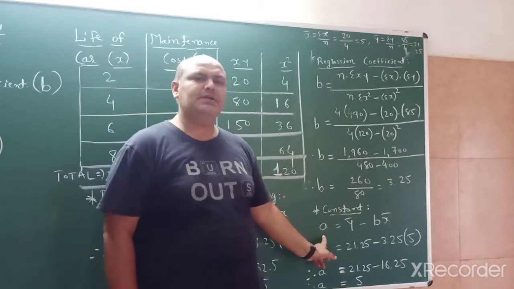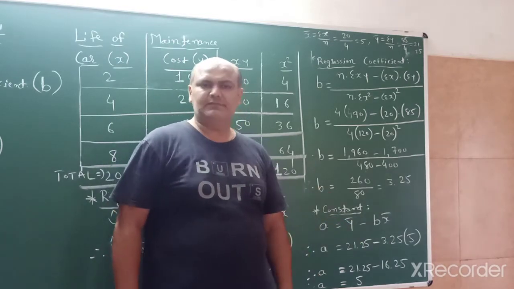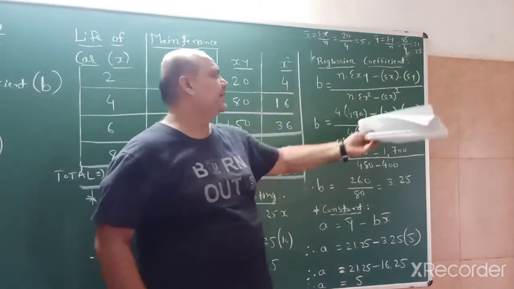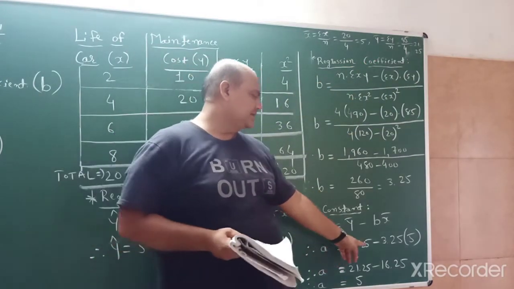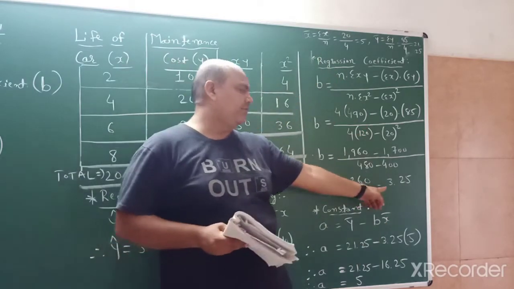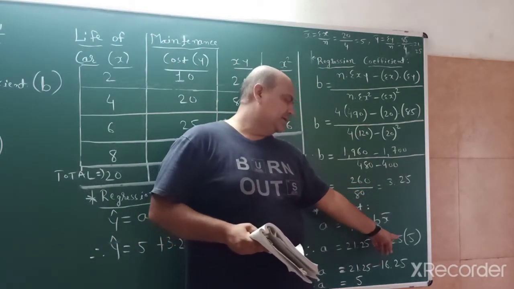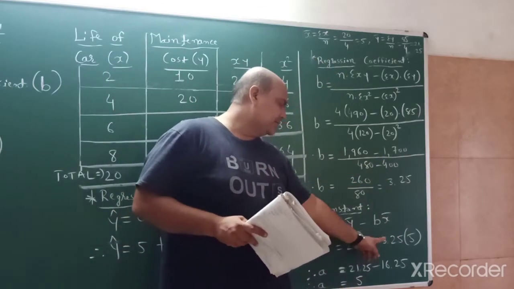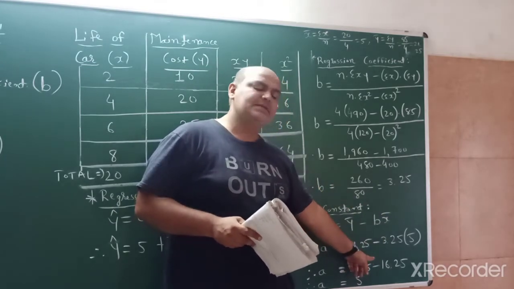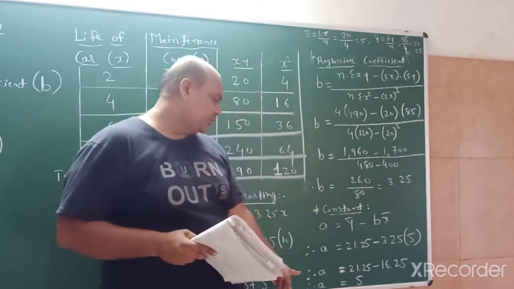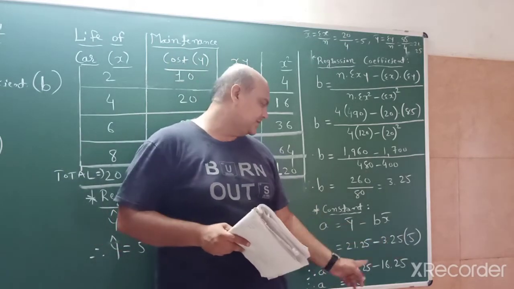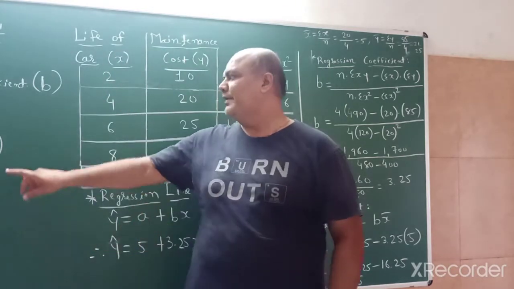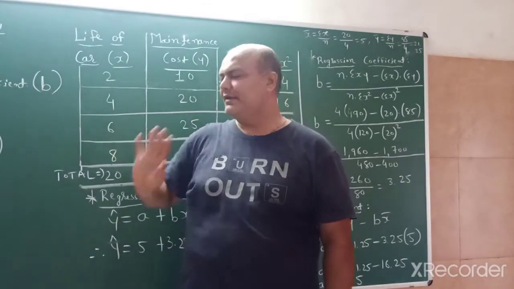The formula for constant is y bar minus b x bar. Y bar, the answer of y bar is 21.25, minus b is 3.25, x bar 5. 21.25 minus 3.25 into 5, that is 16.25. So a is equals to 21.25 minus 16.25, that is 5. दूसरा पड़ाव भी रेडी, कांस्टेंट also मिल गया a.